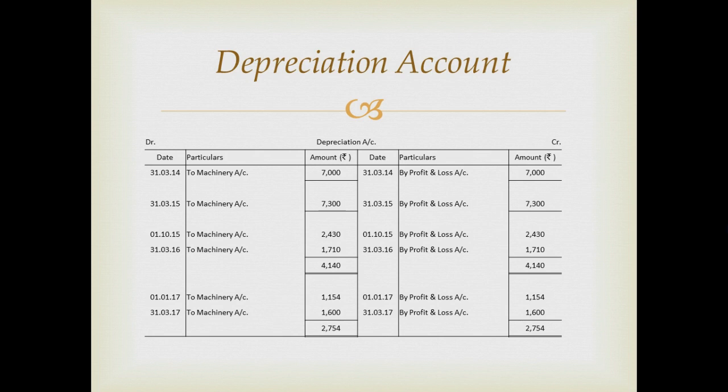On 31st March 2017, we have to machinery account 1600 for the depreciation charged on the machine purchased on that date. On the credit side, we have 1st of January by profit and loss account 1154 for the depreciation transferred to the profit and loss account for the machine sold on that date. And finally, 31st March 2017, we have by profit and loss account 1600 for the depreciation transferred to the profit and loss account for the machine purchased on 1st of January 2017.